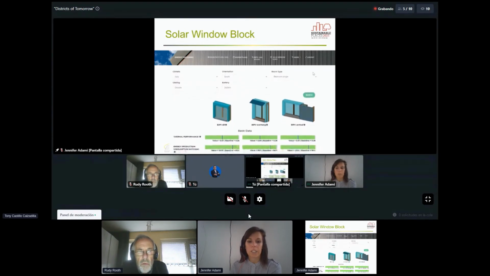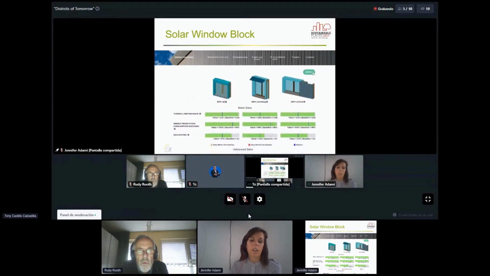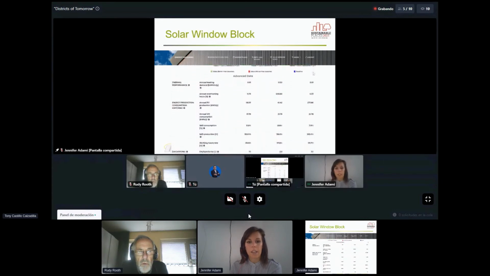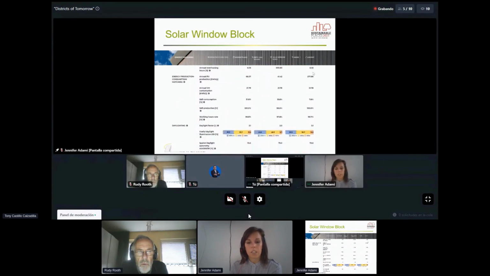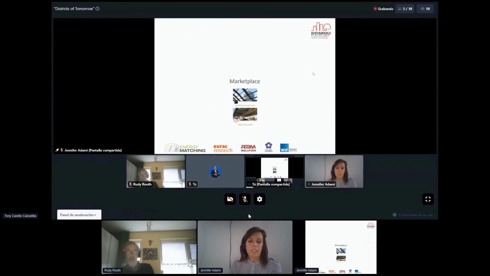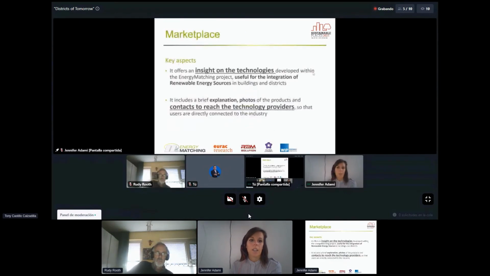First, shown in a, let's say, more graphical way, and then with the specific data values. Finally, there is the marketplace section. This section offers an insight on the technologies that have been developed within the energy matching project that could be useful for the integration of RES in building and district.